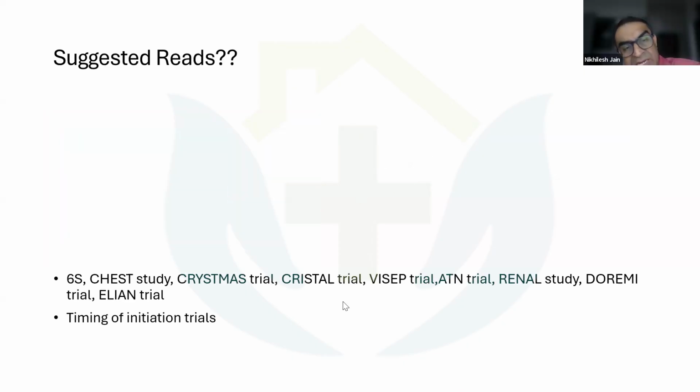This is going to be my last slide. Now, what you need to brush up, in addition to the extra things, is certain trials. You should know the finer points of those. What were the groups that were studied? What was the outcome that came? Then you have to know what were the pressures used, duration. So these are finer points. There can be questions based on these trials. So you go ahead, read about them.